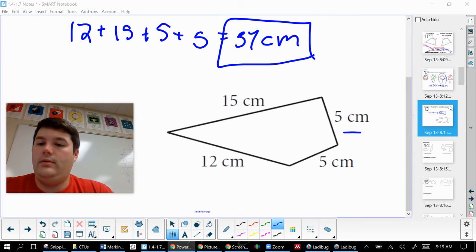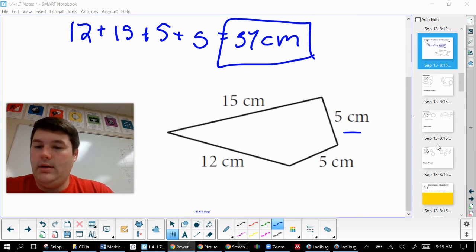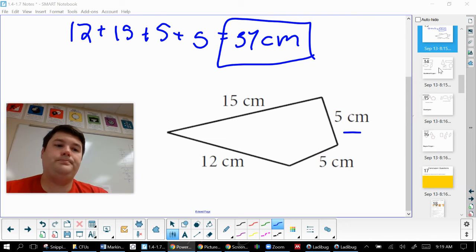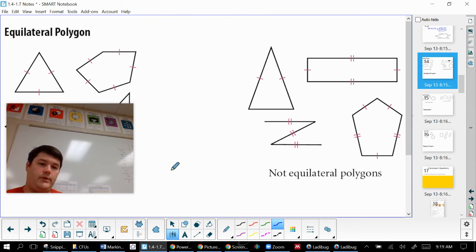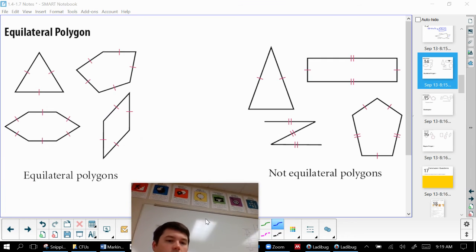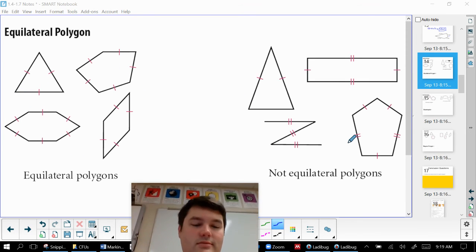Okay, we've got 3 more slides here, and then a conclusion question. So first up, let me get my face out of the way again. Equilateral polygons. This is one of those things where I want you to try to come up with a definition, and then afterwards we'll talk about it. So type in what you think the definition is, based on the fact that these 4 are equilateral and these 4 are not.